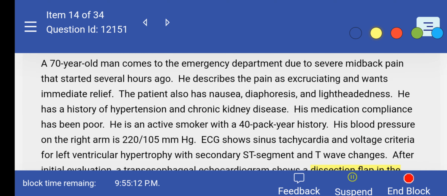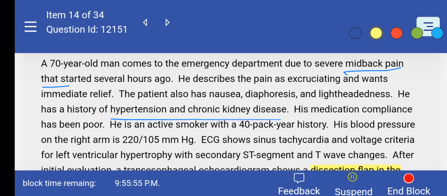Okay. Now, question number 14 of 70. An old man comes to the emergency department due to severe mid-back pain that started several hours ago. He describes the pain as excruciating and wants immediate relief. The patient also has nausea, diaphoresis, and lightheadedness. He has a history of hypertension and CKD. His medication compliance has been poor. He is an active smoker with a 40 pack year history.